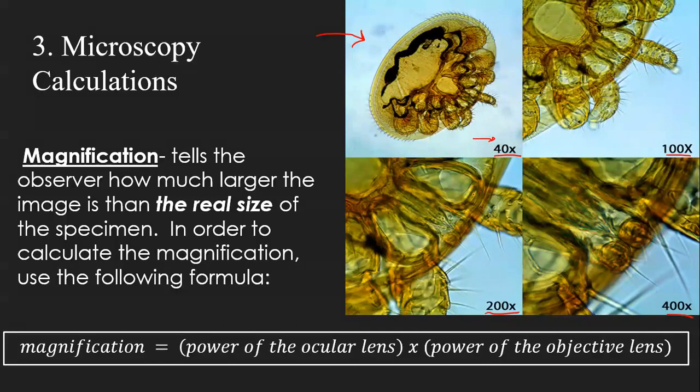Well, it's a simple formula. Magnification is equal to the power of the ocular lens multiplied by the power of the objective lens. Now, remember, the ocular lens is what we're looking through, and the objective lens is the lens that's closest to the specimen. So this would only be the case when we're using multiple lenses in a compound microscope.